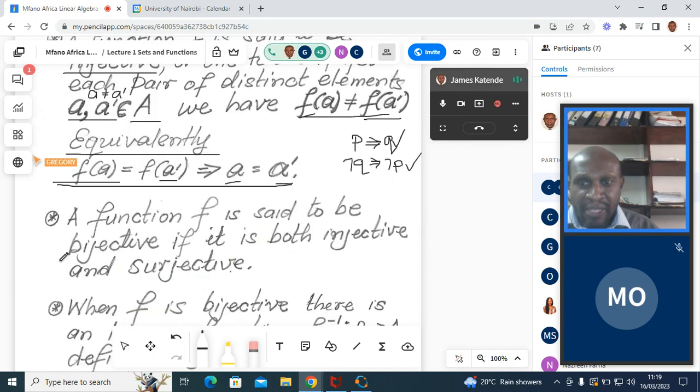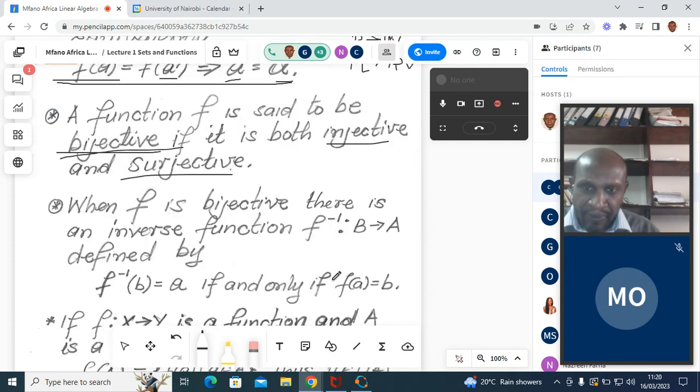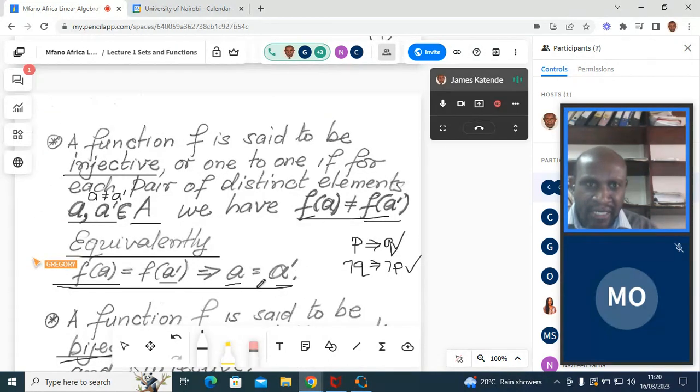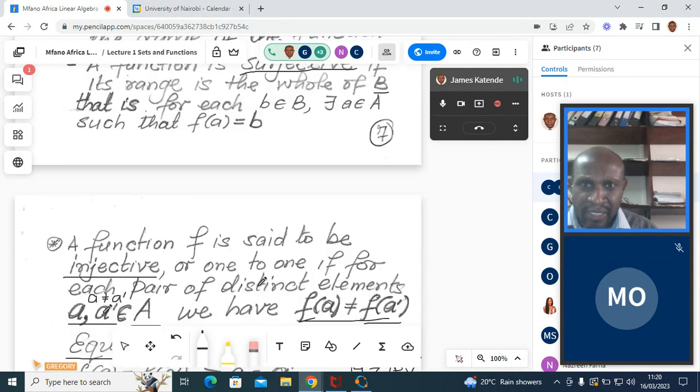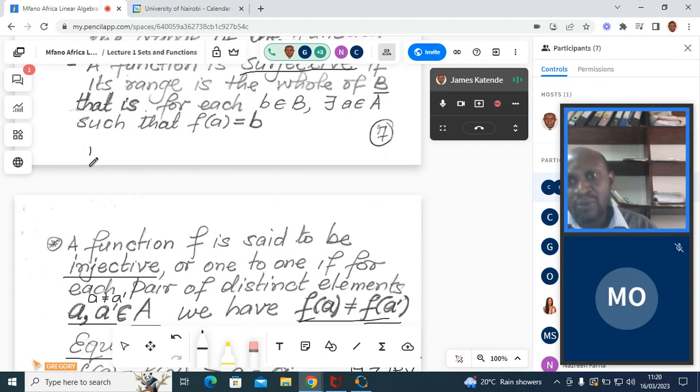So if a function is both injective and surjective, we call it a bijective function. So maybe we can illustrate that a little before we proceed. We've seen surjective, so let's look at an example of an injective function.